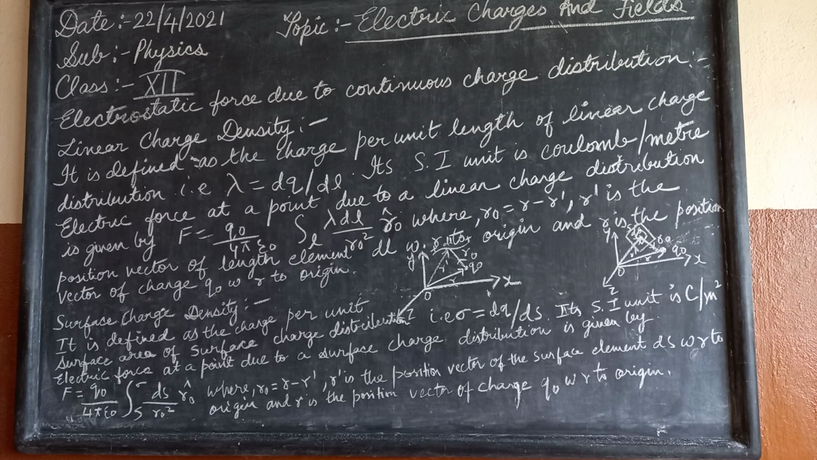So here r dash is the position vector of the length element dl, and r is the position vector of the charge q0 with respect to the origin. The charge distribution in linear charges, as charge per unit length, is given by lambda equal to dq upon dl, where the SI unit is coulomb per meter. The force is given by the same value, 1 upon 4 pi epsilon 0 q0 into integral over L of lambda dl upon r0 square into r0 cap itself.